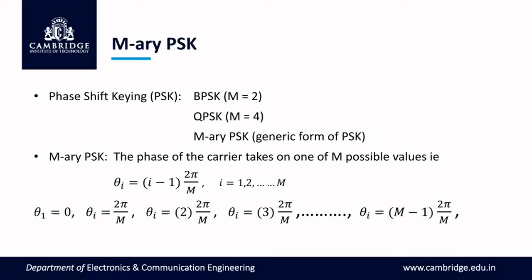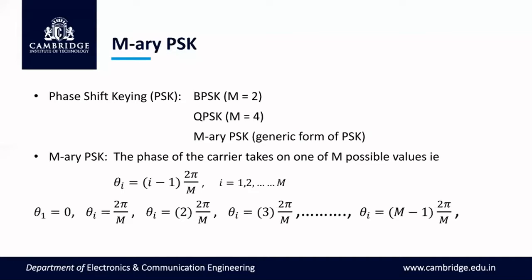And it is taken like this: 360 degrees divided by M. 360 degrees divided by M is going to be the phase difference between two successive symbols. For example, for the first symbol, we choose a phase of 0. For the second symbol, we choose the phase of 2 pi by M. 2 pi is 360 degrees, so 360 by M.